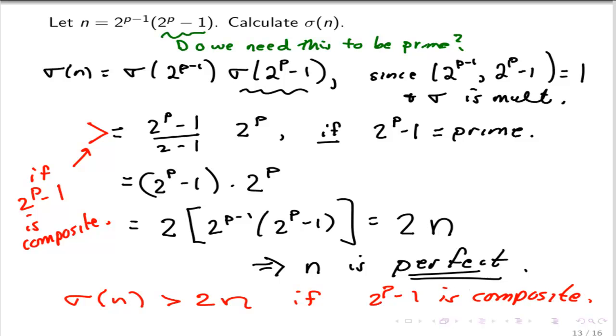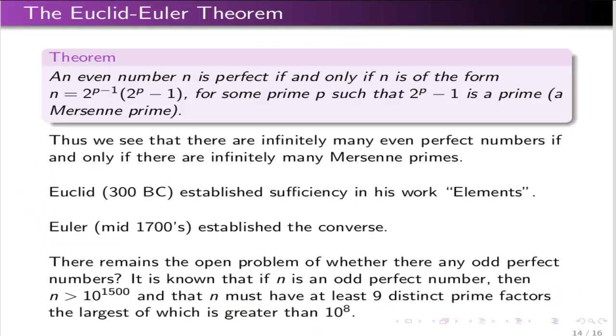So that leads us to the question of a converse statement. Does this characterize all of the perfect numbers? Well, there's a theorem that Euler was able to prove. So Euclid was able to prove that one direction we just went through. But Euler turned around and proved a partial converse. It says this: if we start with an even number that's perfect, then n must have the form we just looked at. So an even number is perfect if and only if n is of the form 2 to the p minus 1 times 2 to the p minus 1 for some prime p such that 2 to the p minus 1 is a Mersenne prime, which means it is a prime.